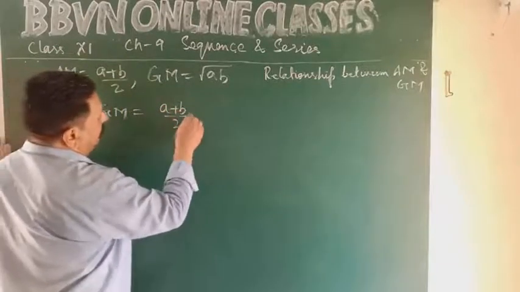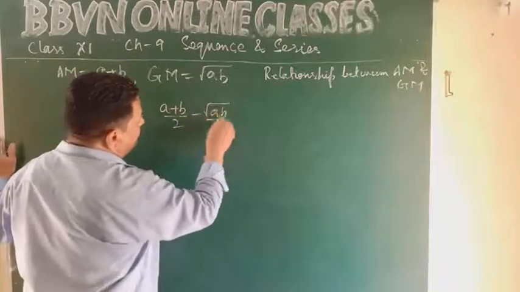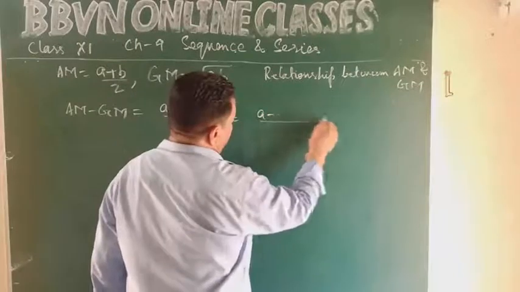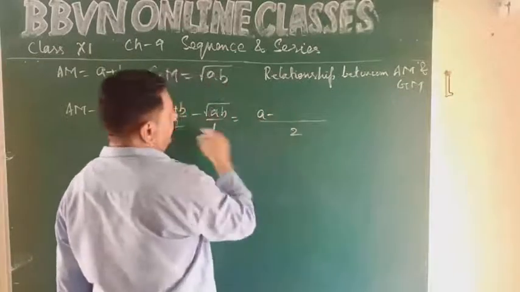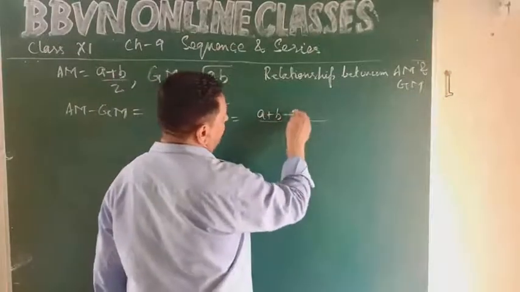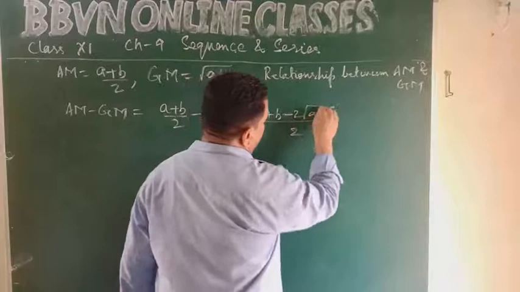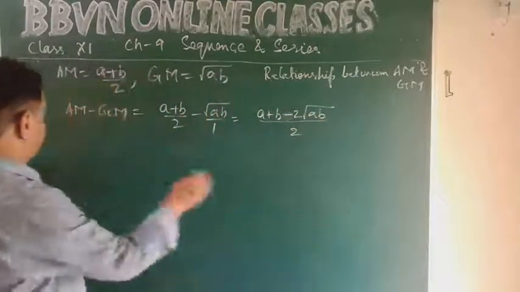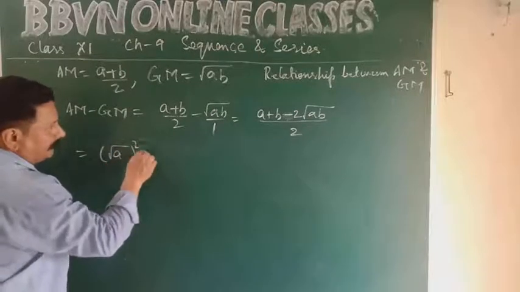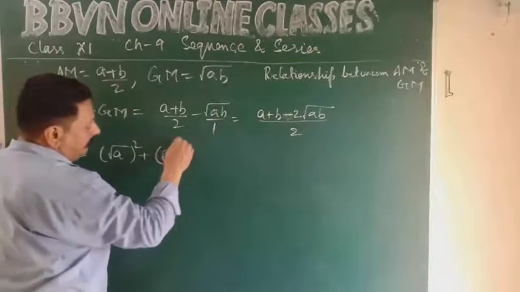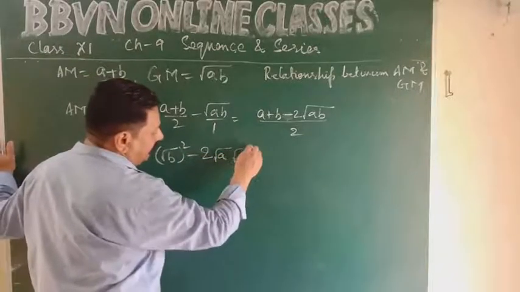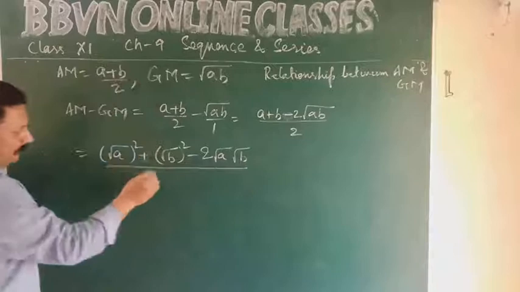a plus b upon 2 minus under root ab. I can take 2 as LCM. 2 goes one time, 1 into a plus b is a plus b; 1 goes 2 times, minus twice under root ab. Okay. See children, I can write a as under root a whole square plus b as under root b whole square minus twice under root a into under root b, whole upon 2.